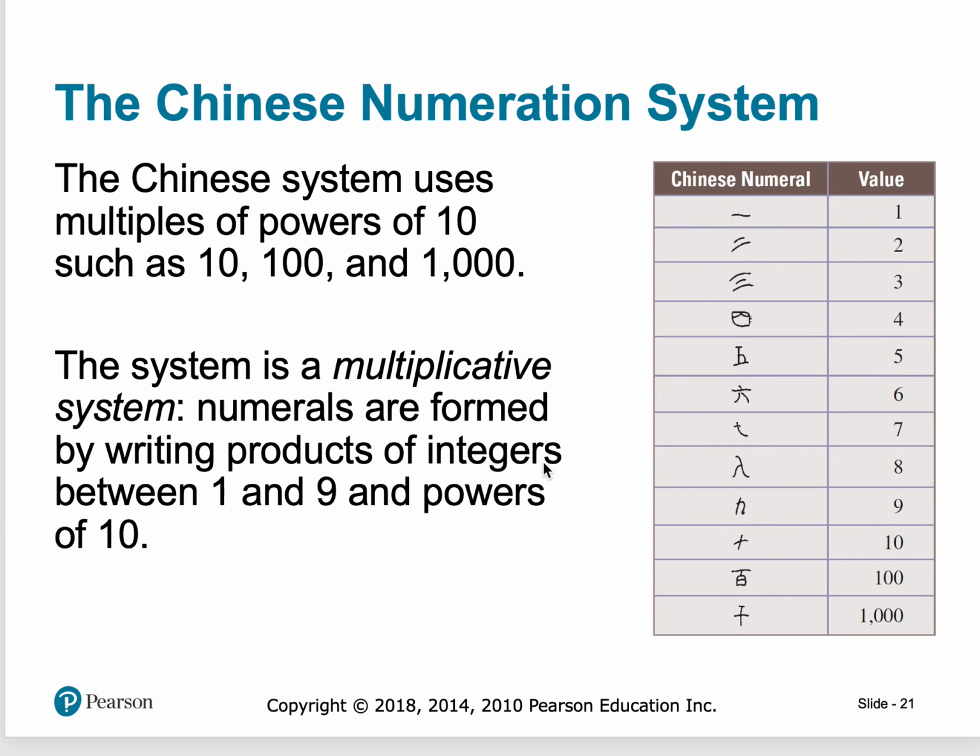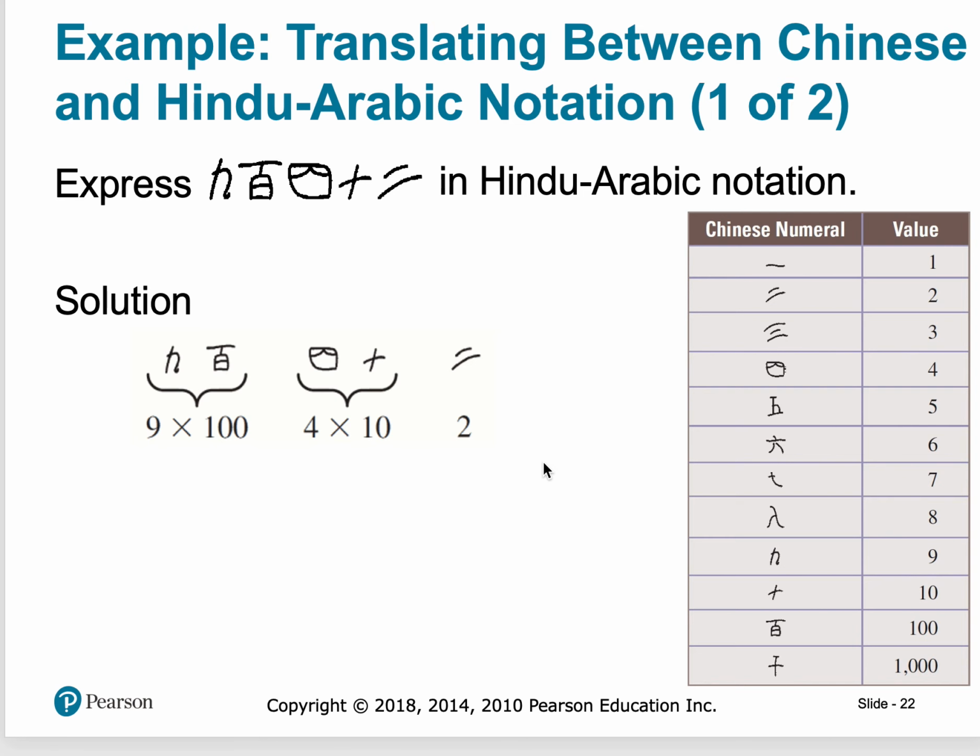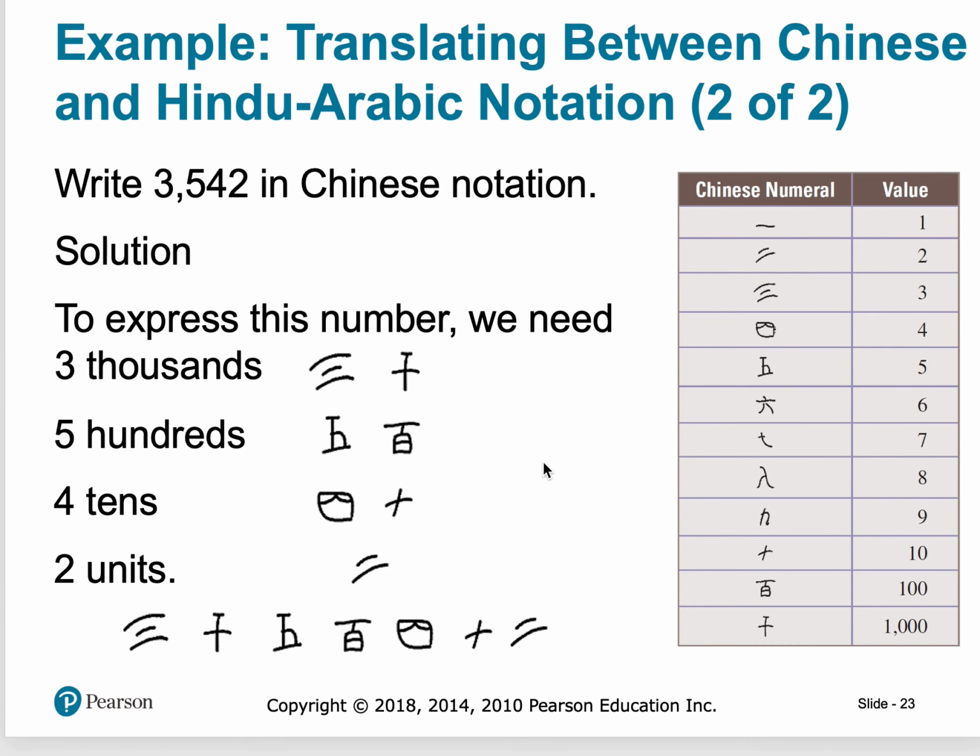The Chinese system also uses multiples of 10. So this is very similar to our system. It is a multiplicative system where numerals are formed by writing products of integers from 1 to 9, which is different than our system. So if I'm looking at this notation, I see the 2 symbols written next to each other, and what it's telling me is I'm actually multiplying those 2 symbols. That's how we're getting there, is the multiplication of the symbols.